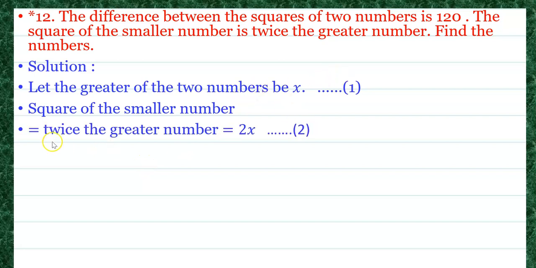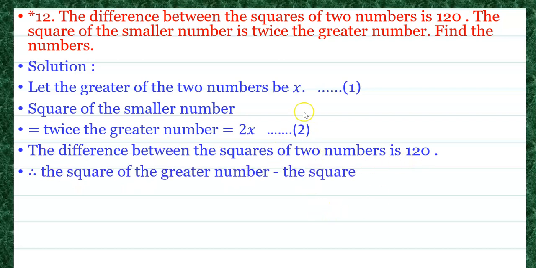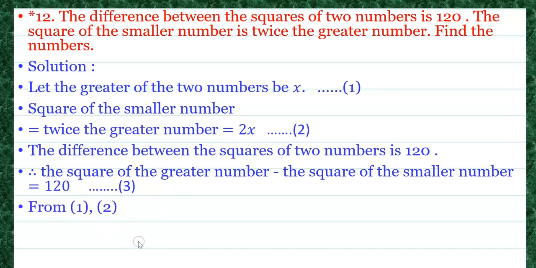द स्क्वेअर ऑफ द स्मॉलर नंबर म्हणजेच काय, ग्रेटर नंबरचा 2x. ओके, the square of the smaller number is equal to twice the greater number, that is equal to 2x. And now the difference between the squares of the two numbers is 120. मग मोठ्या नंबरचा स्क्वेअर किती तर x स्क्वेअर आणि स्मॉल नंबरचा स्क्वेअर किती तर 2x. ओके, हे इम्पॉर्टंट आहे. द स्क्वेअर ऑफ द स्मॉलर नंबर इज 2x. इथे स्क्वेअर नाहीये. ओके, and therefore we have the expression x square minus 2x is equal to 120.